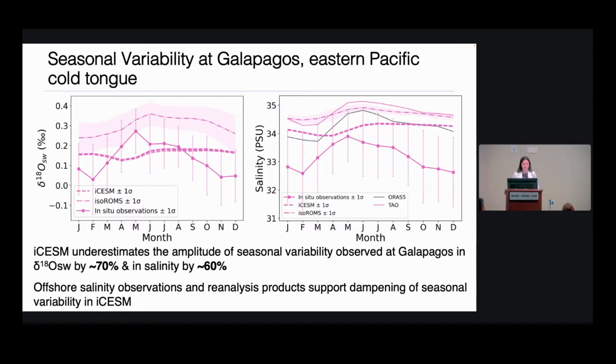Compared to ICESM, which I'm showing all of the members here, we see that it's not capturing the amplitude or the phase of seasonal variability at Galapagos. In fact, it underestimates seasonal variability, or the amplitude of the seasonal cycle, in delta 18O seawater by approximately 70% and in salinity by 60%. Offshore salinity observations, which I'm showing again here in this straight pink line, support this dampening as well, further supported by a reanalysis product that I'm showing here, ORAS5.